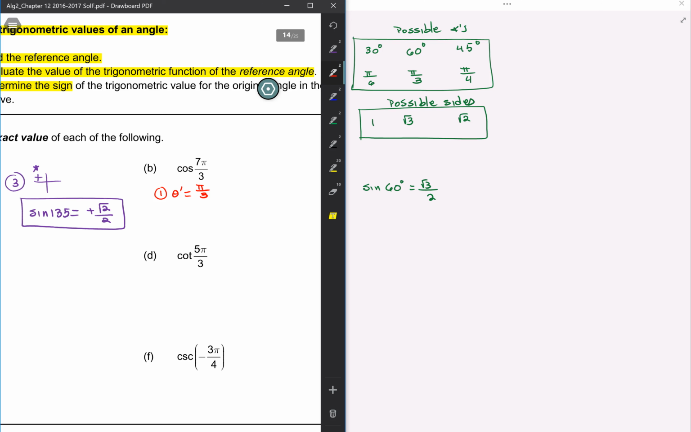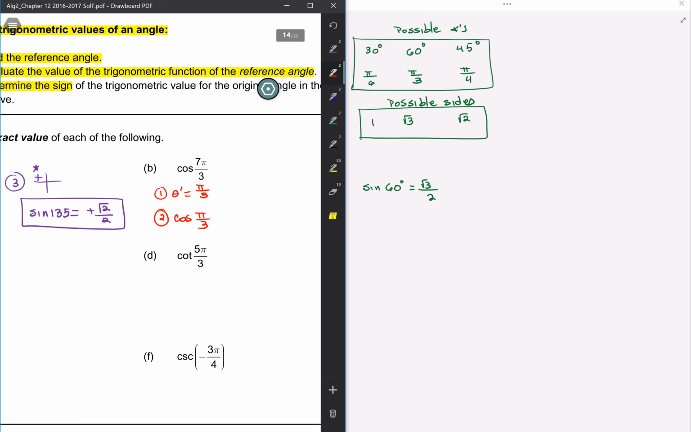So there is minimal thinking involved for this one. If it was 7 pi over 6, what would the reference angle be? Pi over 6. Okay? Now, number 2, we need to find cosine of that reference angle, pi over 3.